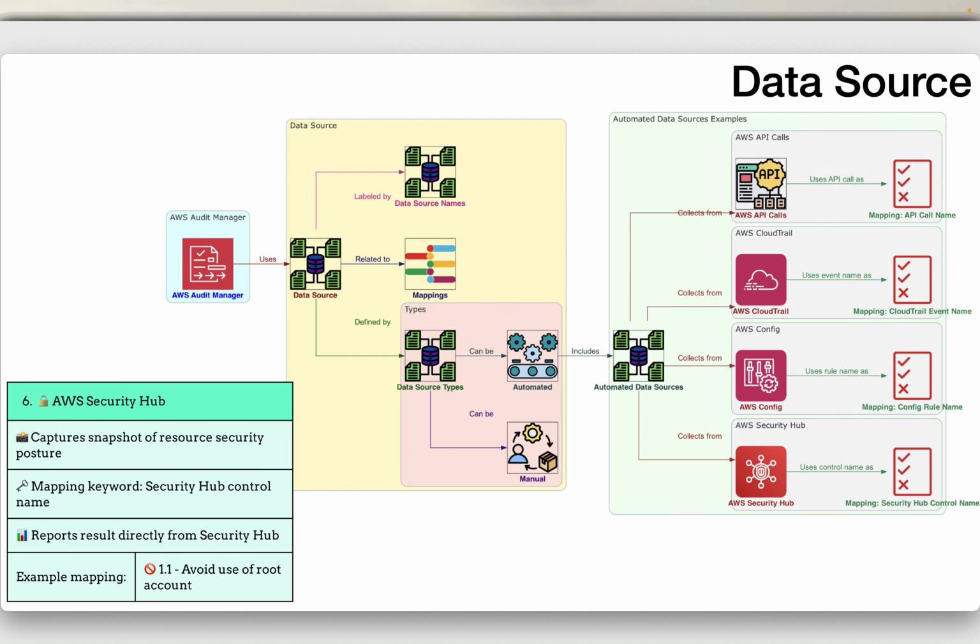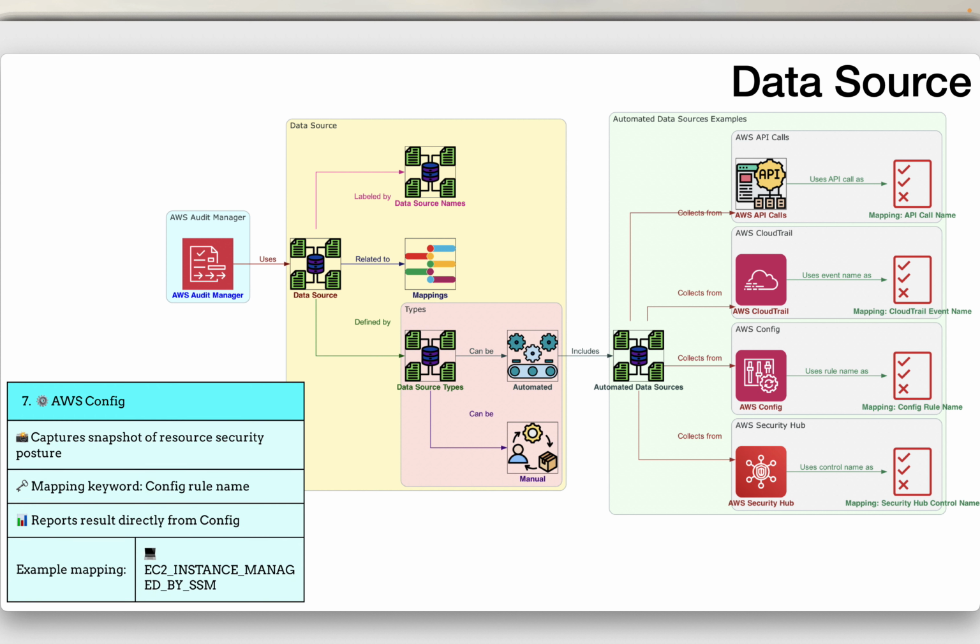Okay, so we'll see all the four AWS services being data source. First one is AWS Security Hub, and use this data source type to capture a snapshot of your resource security posture. Audit Manager uses the name of a Security Hub control. In Security Hub, there is a feature called control. So the name of the Security Hub control is the mapping keyword, and it reports the result of that security check directly from Security Hub. An example can be 1.1 - avoid the use of root account. This is within a Security Hub control, and this will be pulled into Audit Manager.